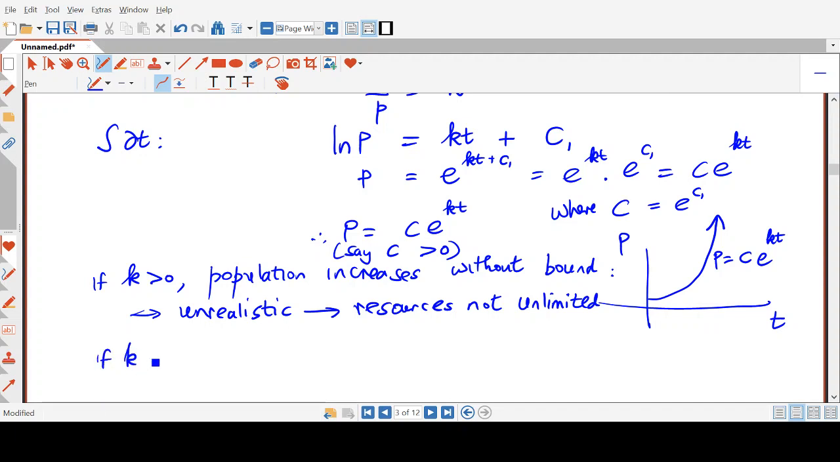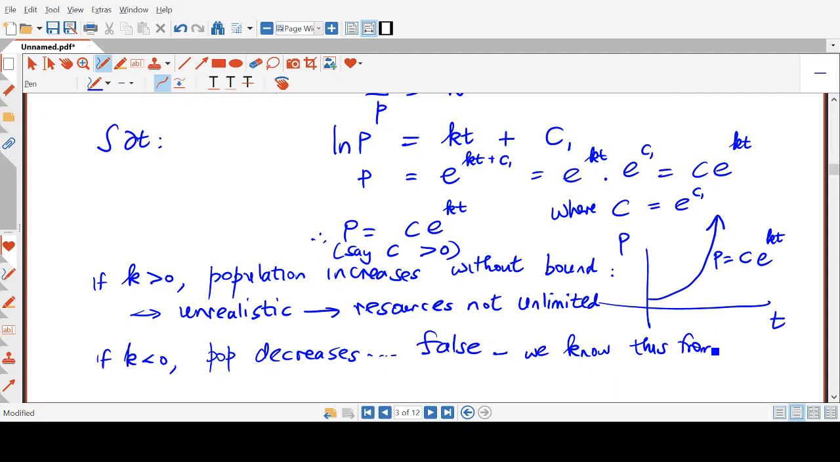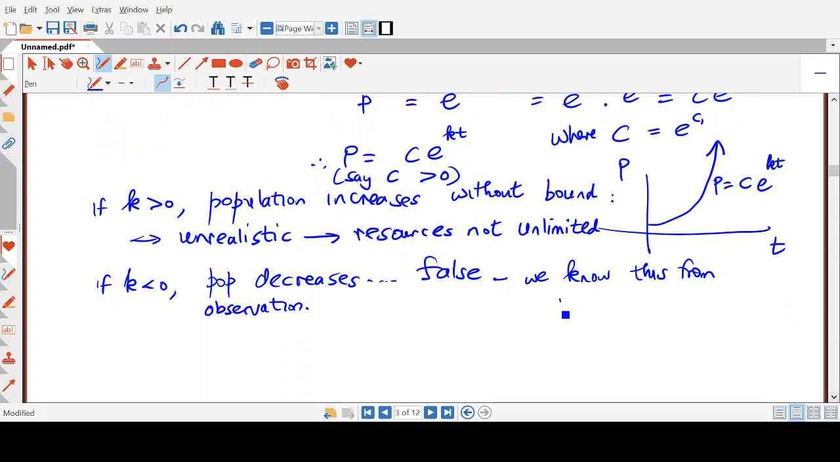If k is less than 0, then the population decreases. But then this is also false. We know this is not true from our observations, because we don't see populations getting smaller. That's why I said a model must satisfy what we know to be true. From what we know, populations are going up. There's no way you can devise a model where things actually go down. So that's going to be totally a false model.